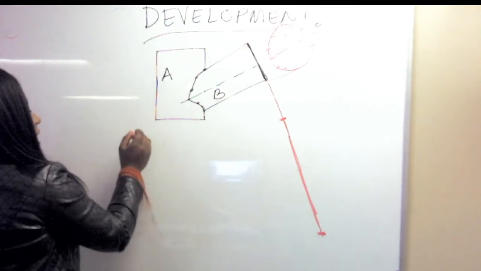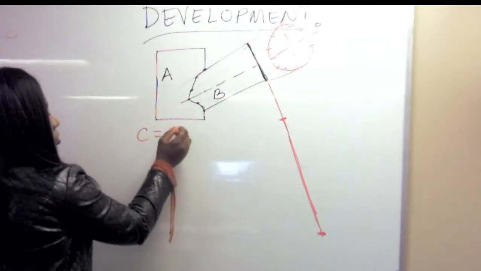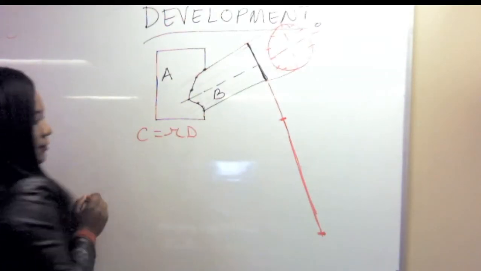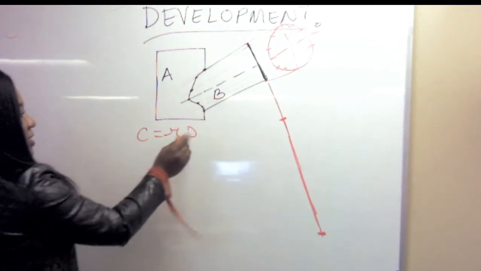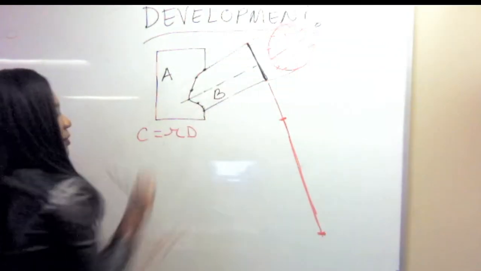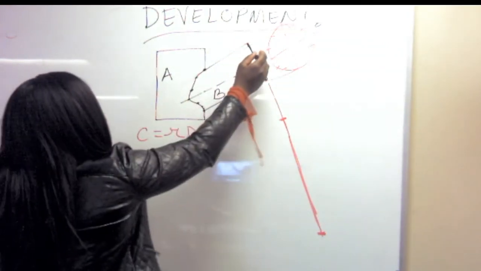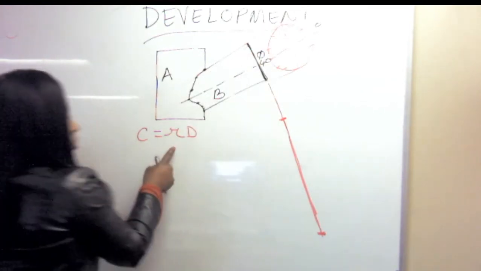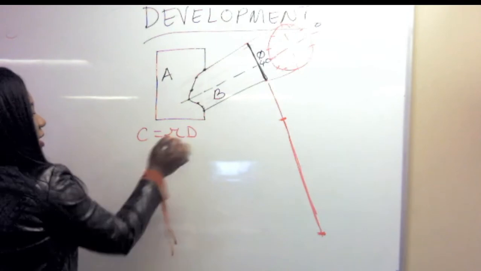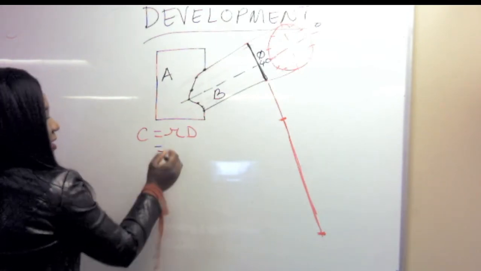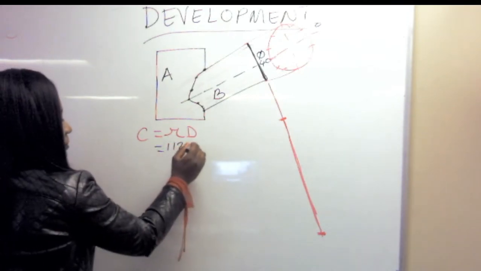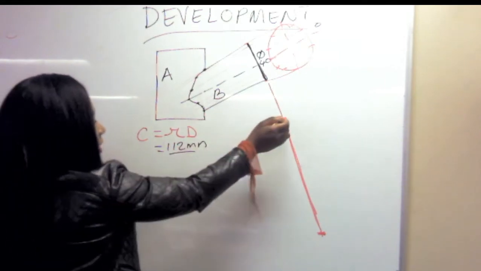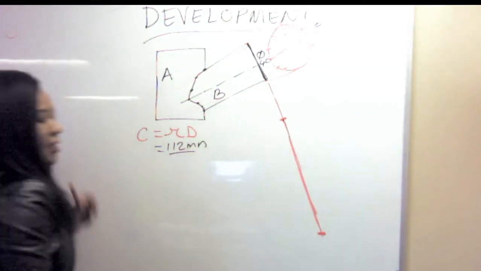We call it the circumference, and it is always equal to pi times diameter. Okay? So diameter is the diameter of the pipe. So if I give you an example that this diameter is 40, you're going to say pi times 40, then whatever answer you get, let's say it's 112, for example. This is the length you're going to mark here, okay?